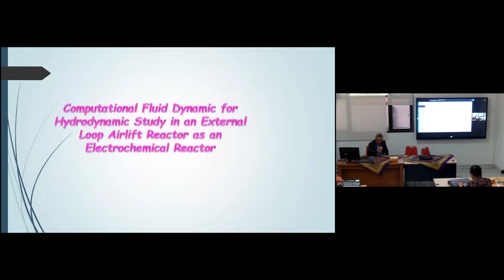So I finished this part. The conclusion: this type of reactor, the external loop airlift, is good for batch reactor but not good for continuous. That's why we simulate another reactor. We can design another reactor with simulation, and with simulation we can improve the configuration of the reactor. Rapidly. Next.